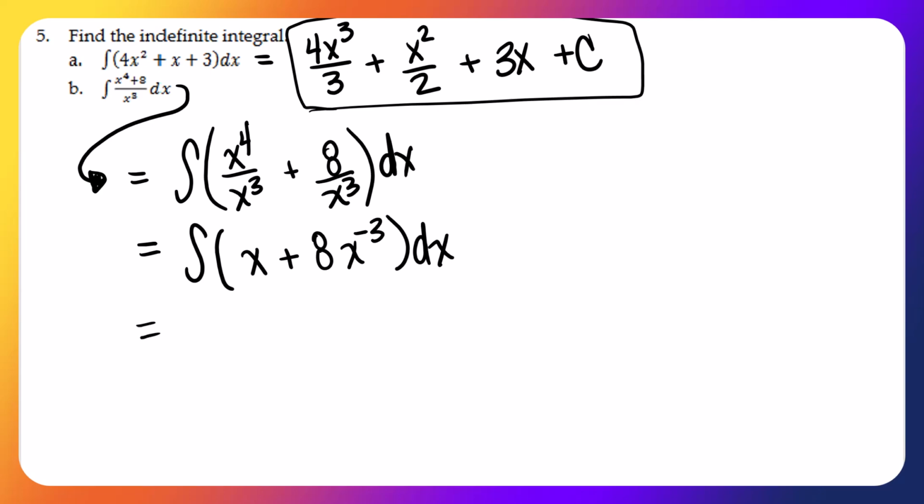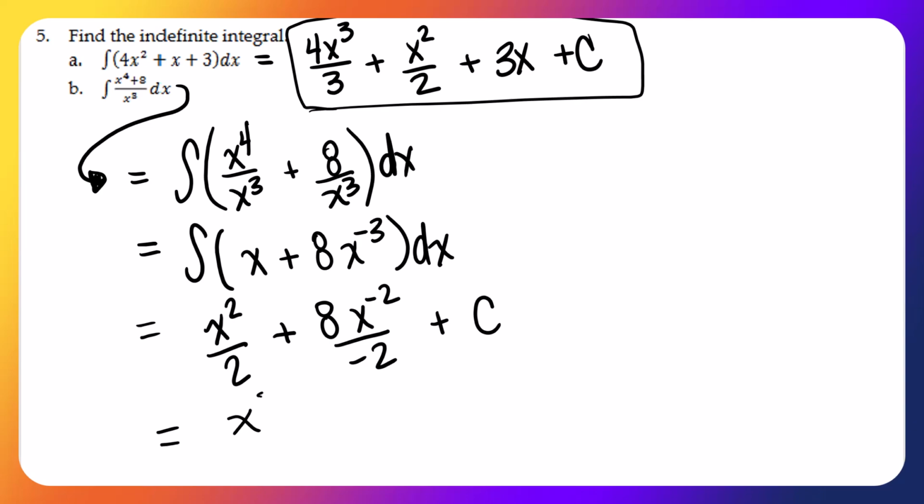So again, just a couple of power rules. Remember, we add 1 to the exponent and divide by that same number. So that first term would give me x squared over 2. For the next one, notice that we have a negative exponent. So negative 3 plus 1 would give me a negative 2. And then remember we divide by that same number. So I'm going to divide by negative 2 as well.